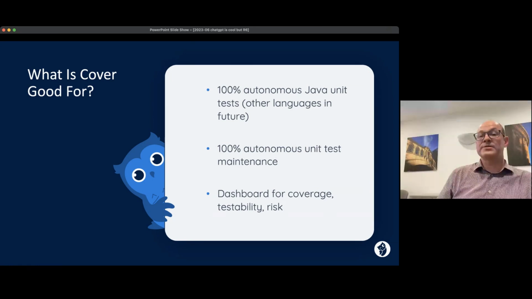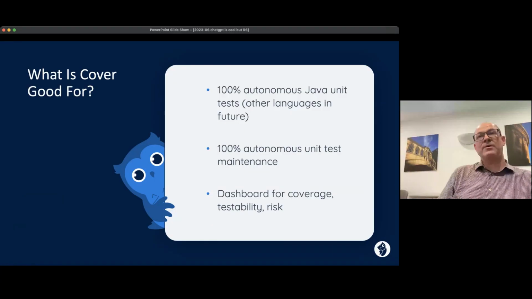We developed the product so that we could be successful with one, and we architected it in a way that we can add additional languages over time. It's really great at doing autonomous unit test maintenance. There's a dashboard for coverage, real-time balancing risk, and that's all it does.